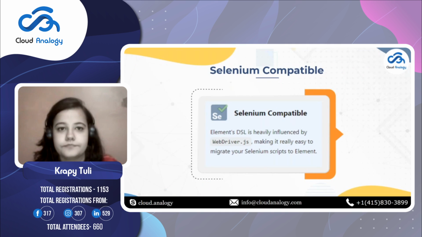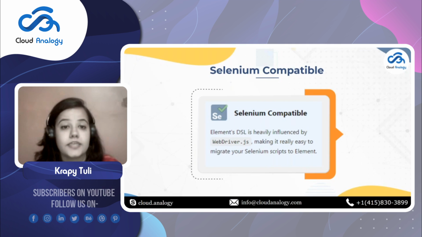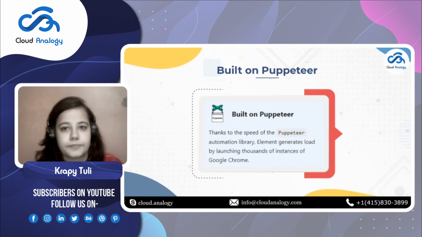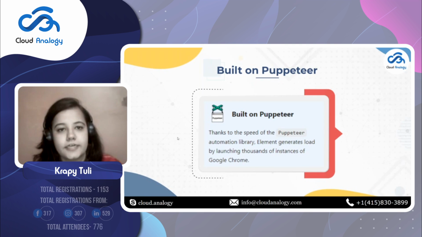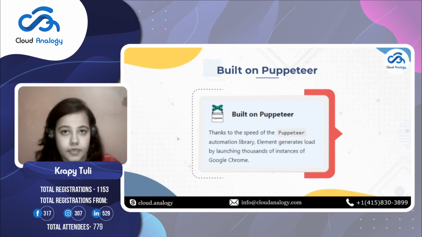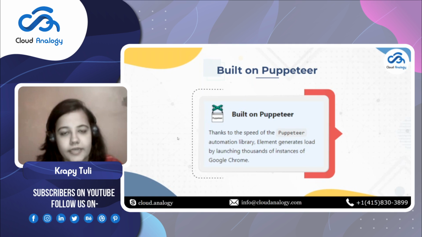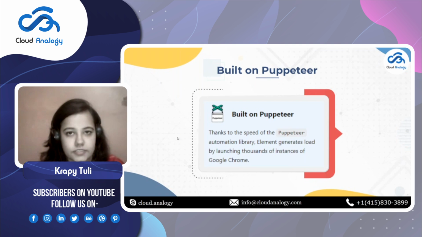Selenium compatible. Selenium is a portable framework which allows you to test your web-based applications. You can easily move your Selenium scripts to Element scripts. Built on Puppeteer. Puppeteer is basically a Node library that provides the API to control headless Chrome or Chromium. While using that, you can control whether you want to see your application running by using no headless, or by default it runs headless, where you cannot see the GUI of Chrome.